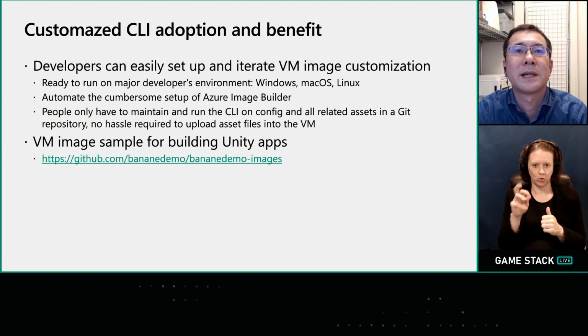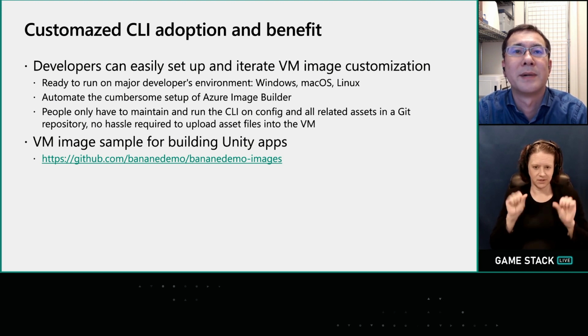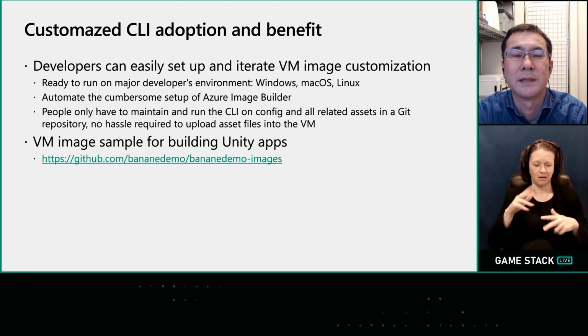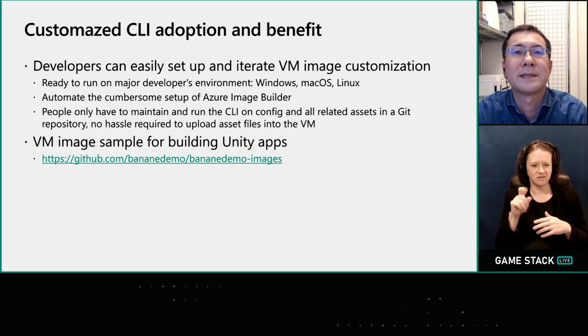By adopting Customazed CLI, our developers can easily set up and iterate virtual machine image customization. It supports most major development environments and offloads many cumbersome but necessary tasks such as file uploading. You can see the sample project for building Unity apps on GitHub, so please try it out with your Azure subscription.